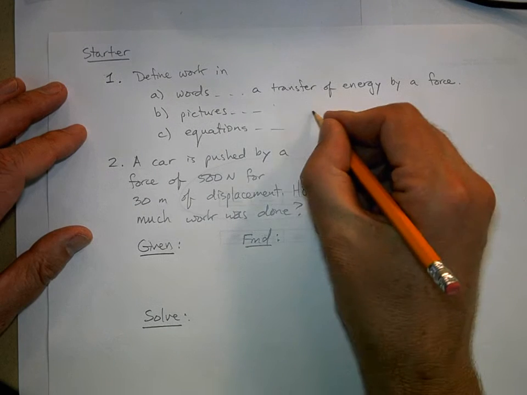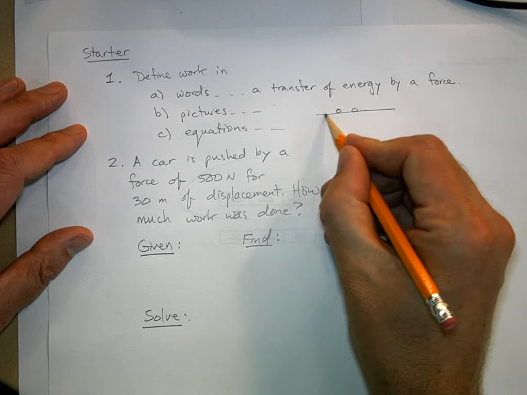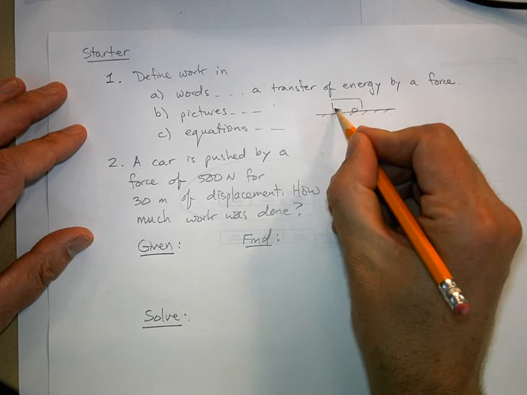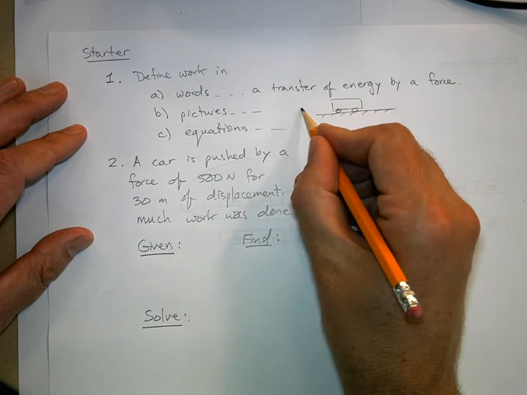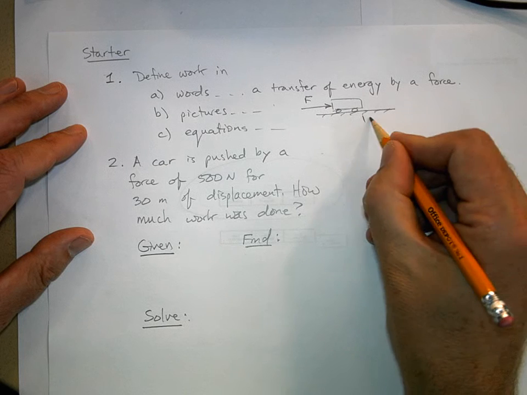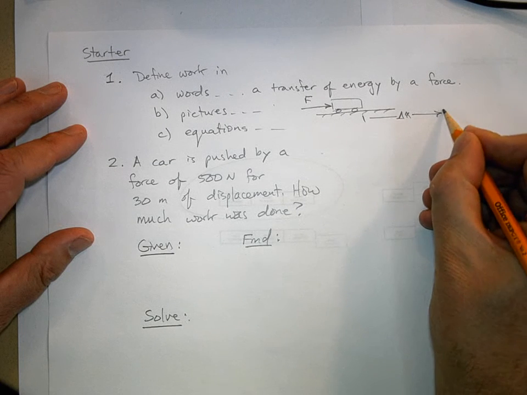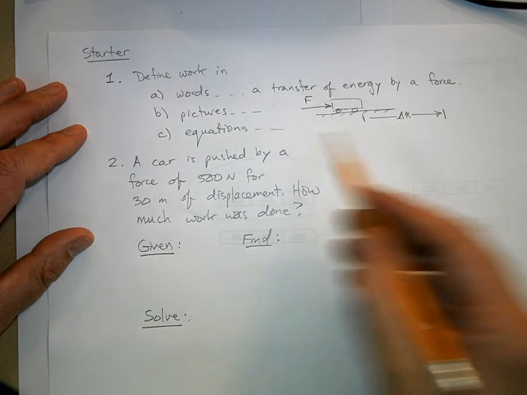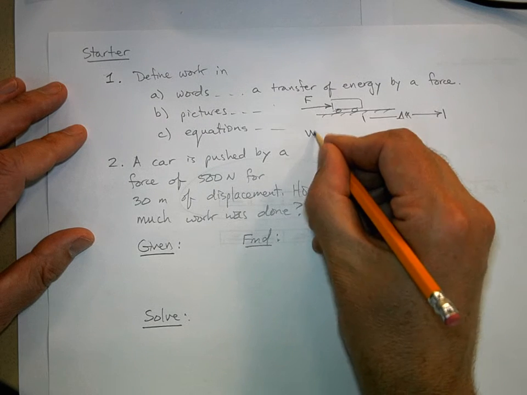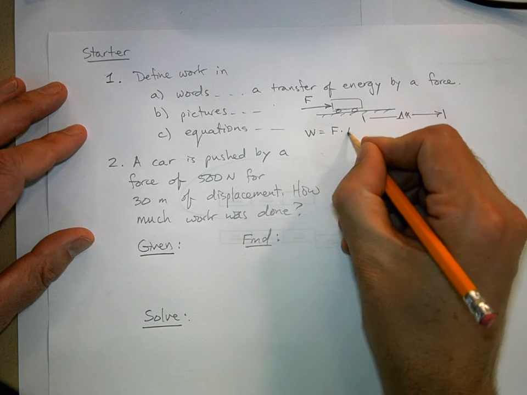And here's a picture. This is the picture I'm going to draw. You could have drawn something different. Imagine a crate on wheels or something, and someone is pushing on it with a force, and it moves through a displacement, which kind of implies the equation that work is equal to force times displacement.